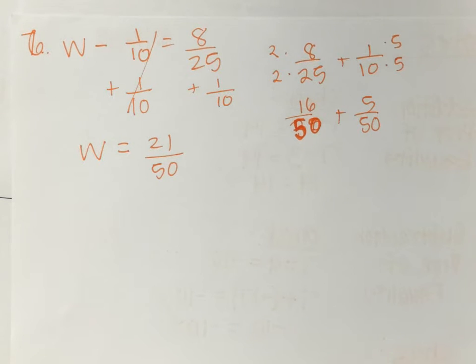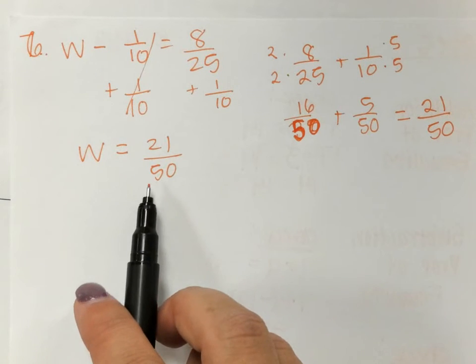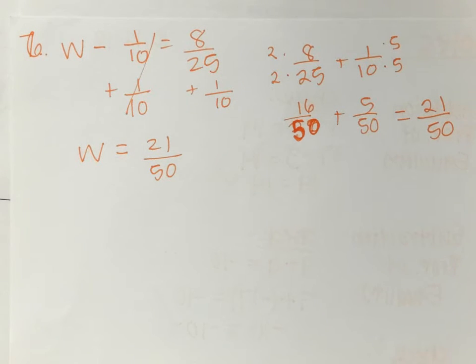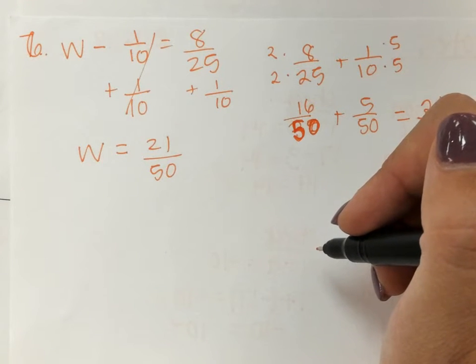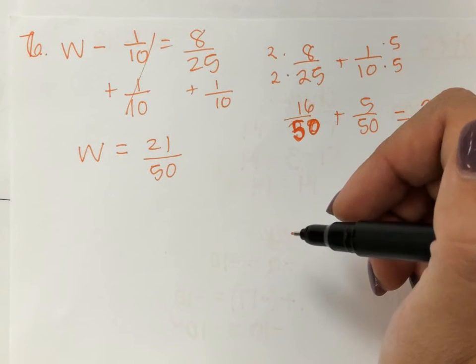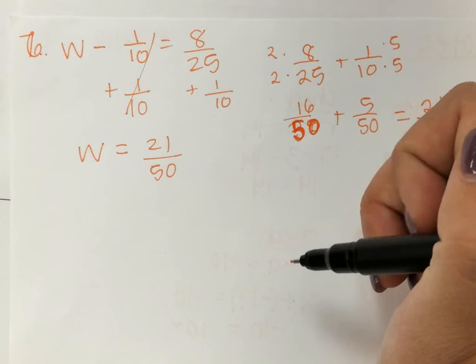Okay. What is 16 plus 5? So I have 21 over 50. So W equals 21 over 50. You have to know how to do this in your head as well. I know what to do in my head.